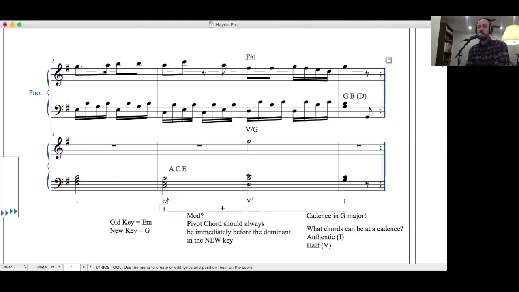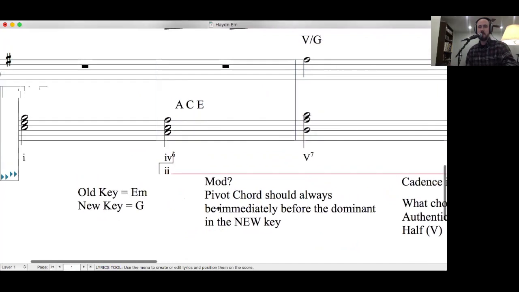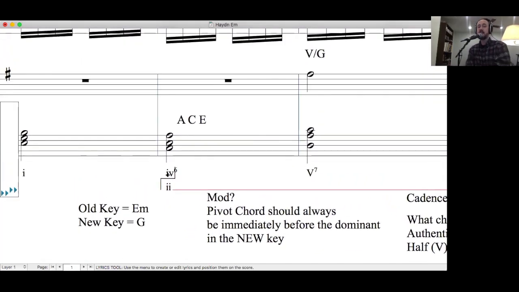What do we need to do though? What's not finished here yet? It's obscured a little bit, but let me zoom. Remember, this is a 4-6 chord.